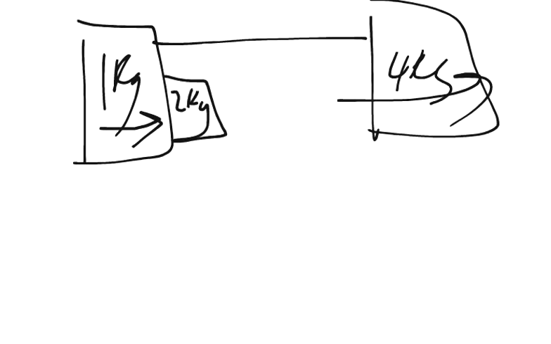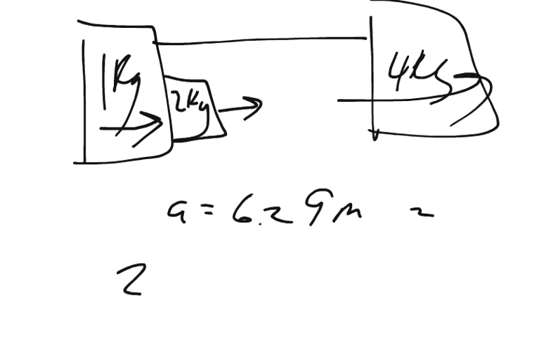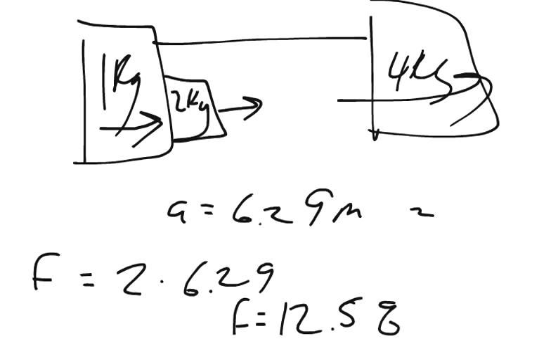We just said that the acceleration is 6.29 meters per second squared. That's how fast this 2 kilogram block is accelerating. It's how fast all the blocks are accelerating. So we have a mass of 2 kilograms at 6.29 meters per second squared. What force would have to be applied to it to make it do that? And the answer is 6.29 times 2, 12.58. So the force applied to that is 12.58 newtons.